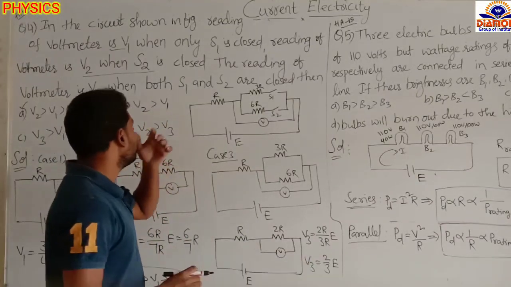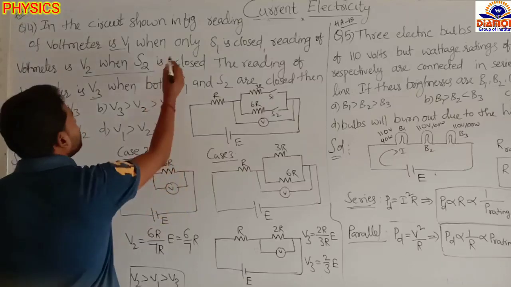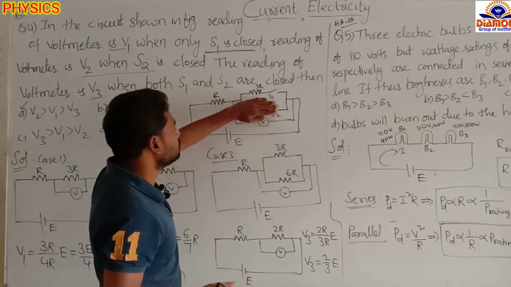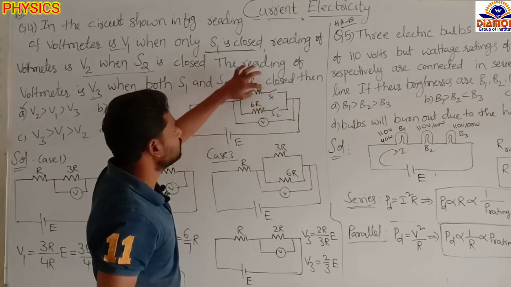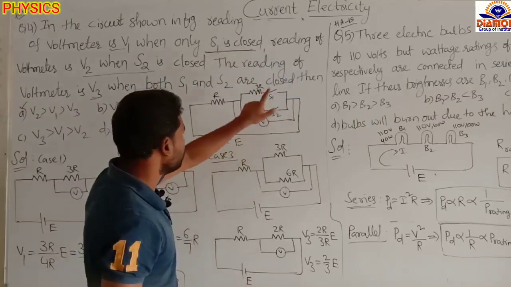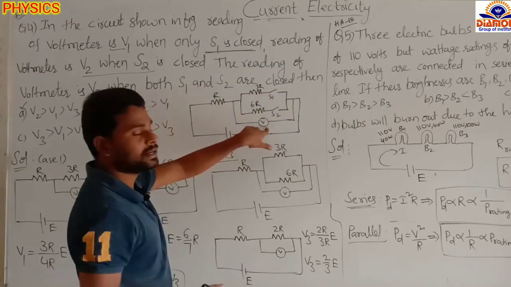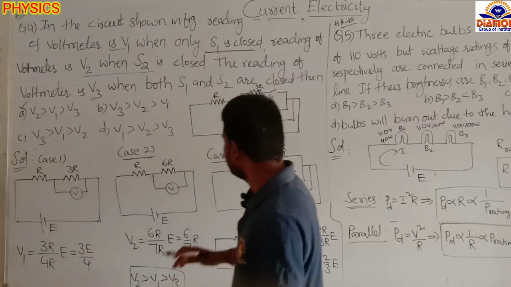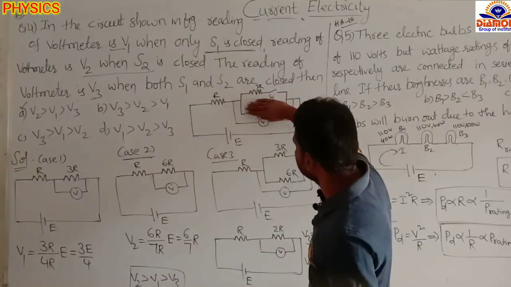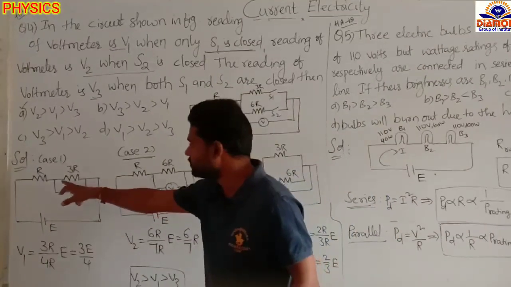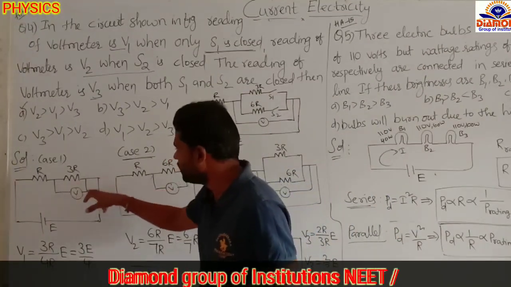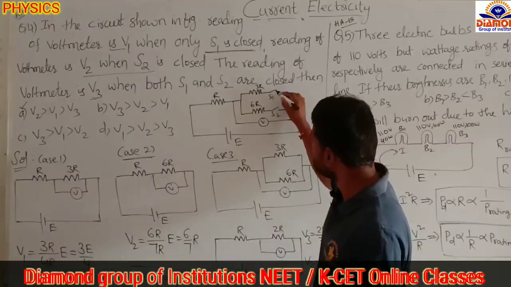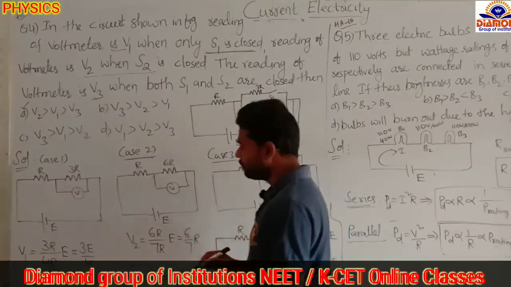Okay, so according to this one, I am going to do the first case. See now, only S1 is closed, which means S2 is open. If S2 is open, remove this branch; only this branch is there. So in the first case, only S1 is closed and this voltmeter is showing the reading V1. So I am redrawing the diagram. Only S1 is closed now, so S2 is open. I am removing this branch and rearranging this one. 3R is short circuited. Now the voltmeter is connected across the 3R only. So whenever only S1 is closed, the reading of the voltmeter is V1. Now find the V1.